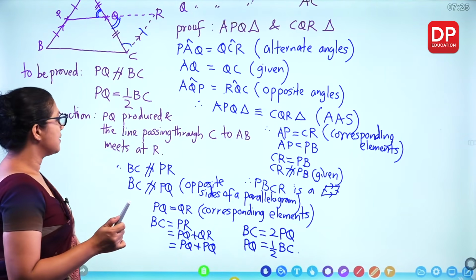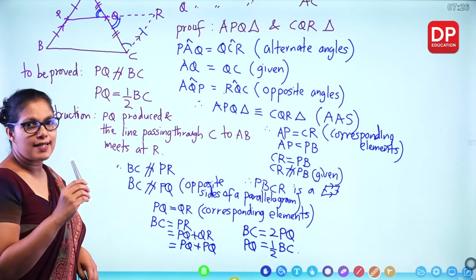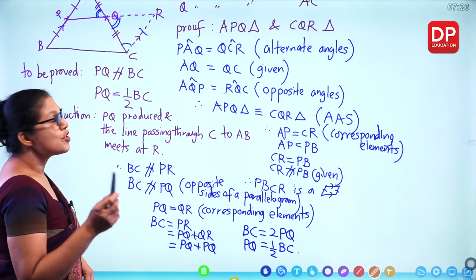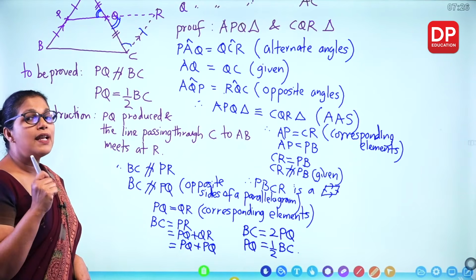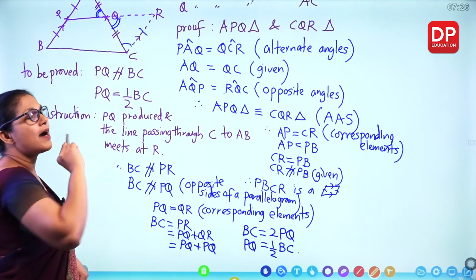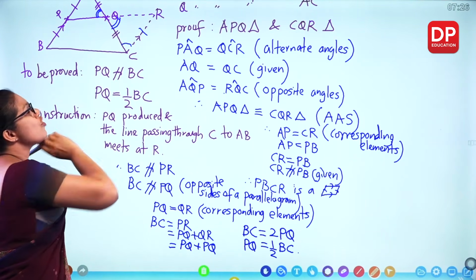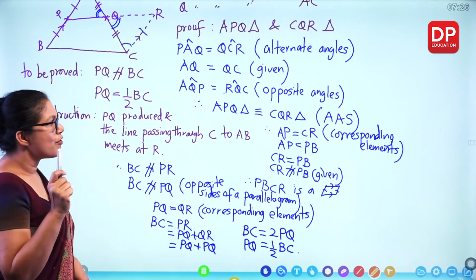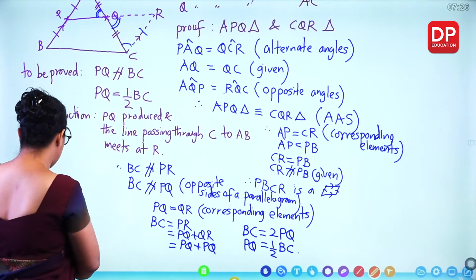So we prove that when you join the two midpoints of two sides of a triangle, the third side is parallel to the line segment connecting the midpoints, as well as the length is double of the line segment passing through the midpoints, or the other way, the line joining the two midpoints is half of the third side. So remember this theorem, and we'll try to apply this theorem in several examples.